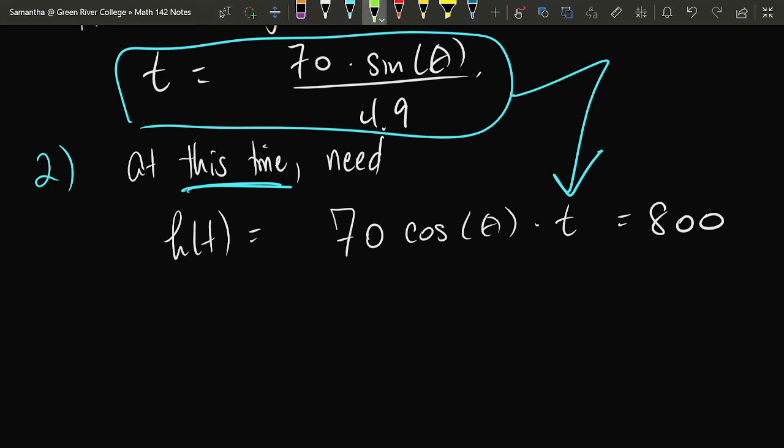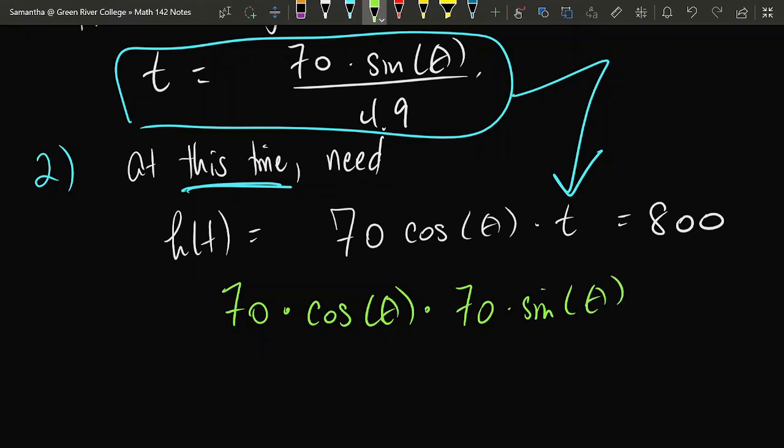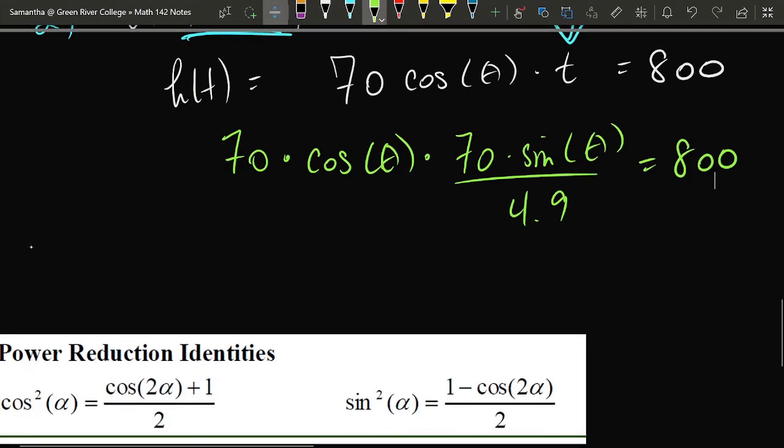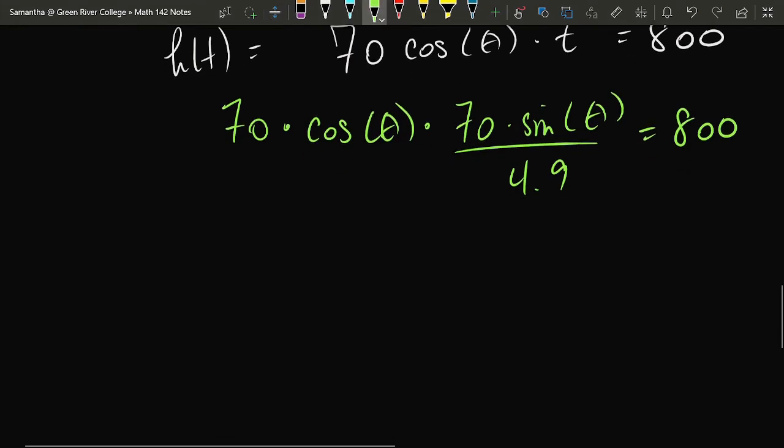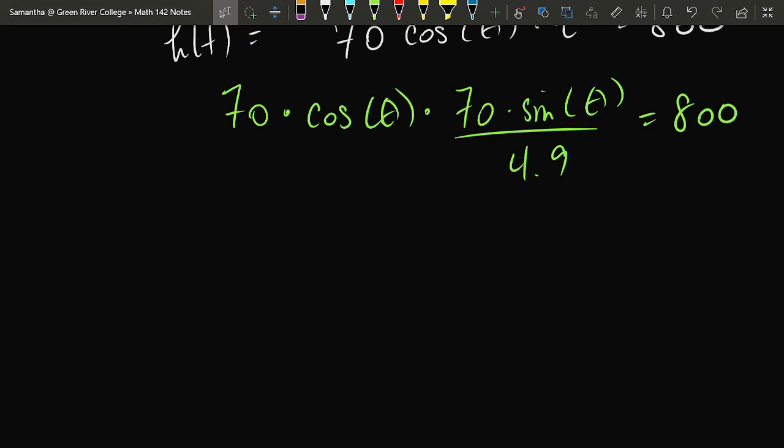So now what do we have? We have 70 times cosine of theta times 70 sine theta over 4.9. That is what needs to be equal to 800. And our goal is to figure out the angle theta that will make this possible.